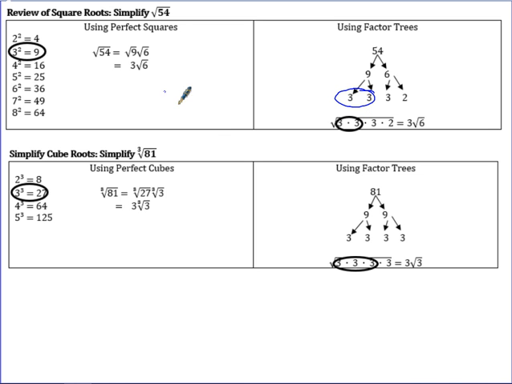Same thing here for simplifying cube roots. So we can do perfect cubes, and find the biggest perfect cube that it can be divided by, or we can use our factor tree, and when you're looking for groups of whatever the index is. So I have a group of 3 3s, that's why the 3 is outside, and then I'm left with cube root of 3 on the inside.